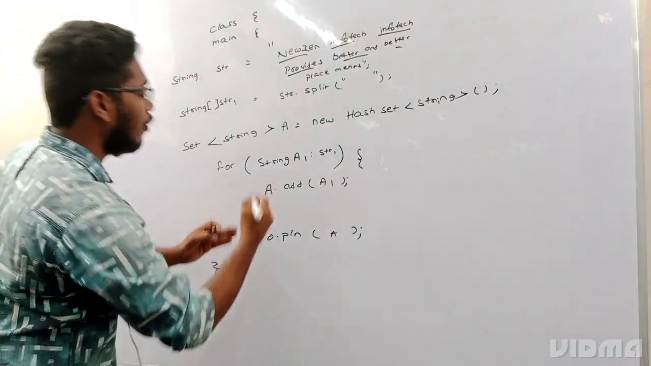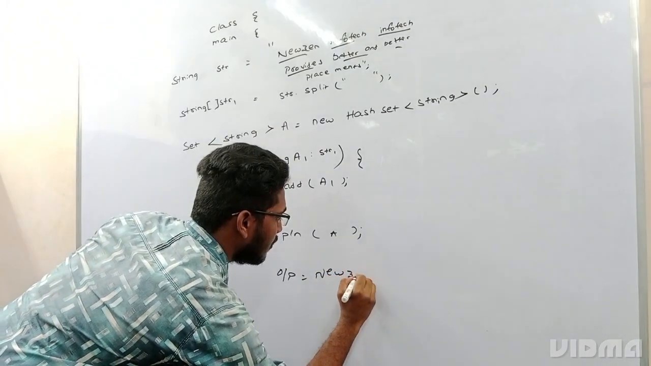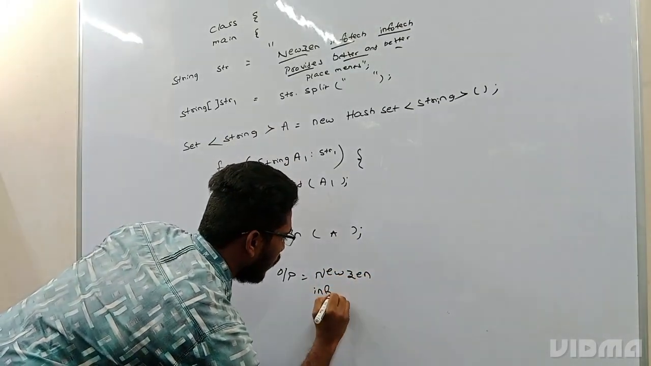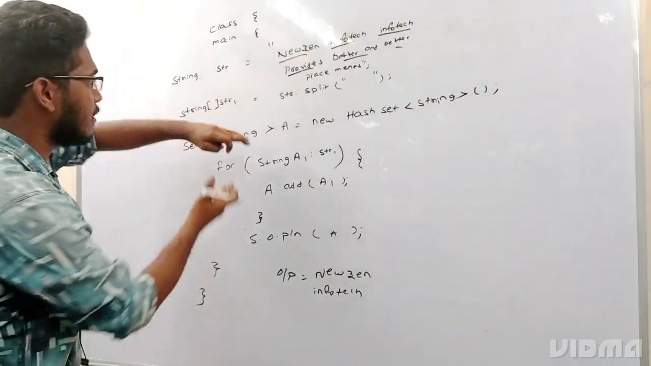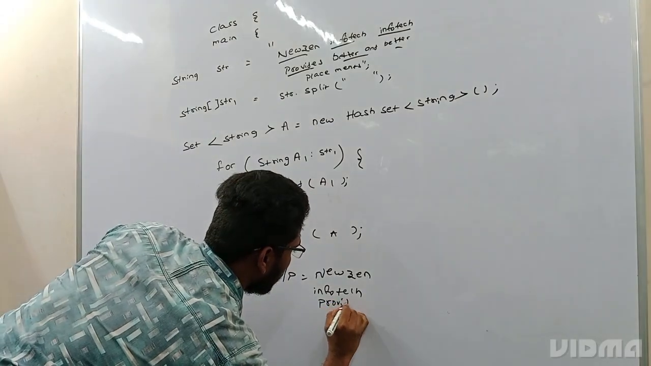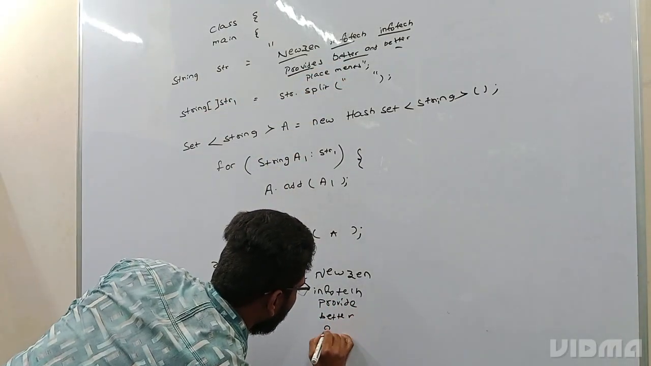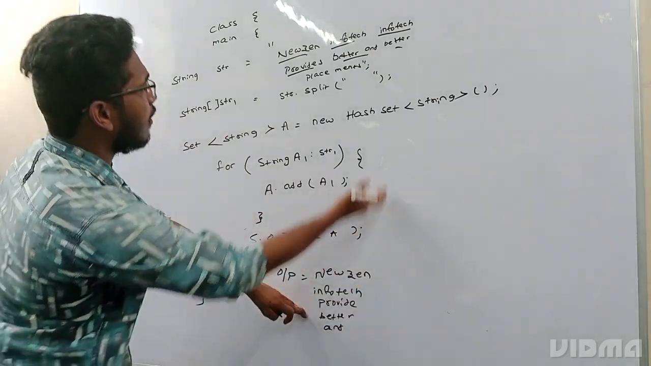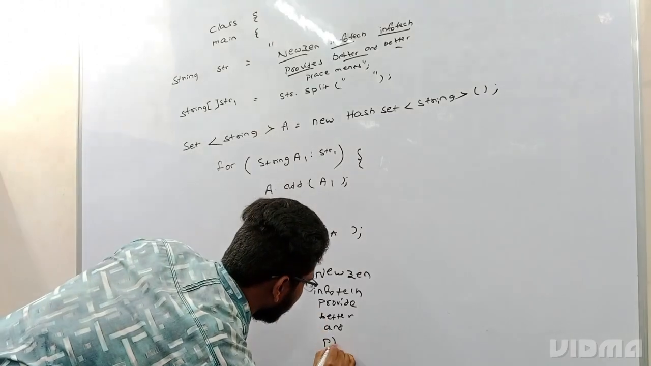So now the output will be: Newgen Infotech. As Infotech is already repeated and the set does not allow duplicates, it goes for provides, better, and as better is also repeated and the set does not allow duplicates, it goes for placements.